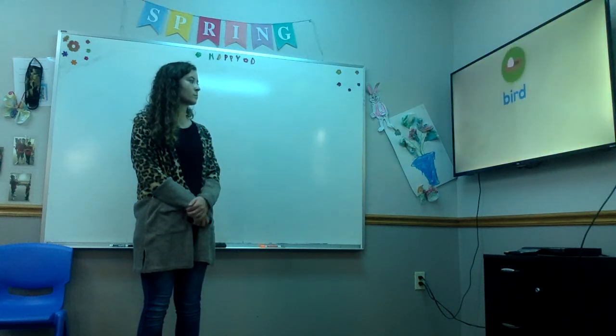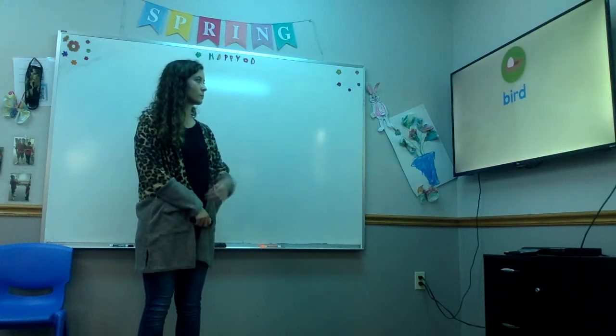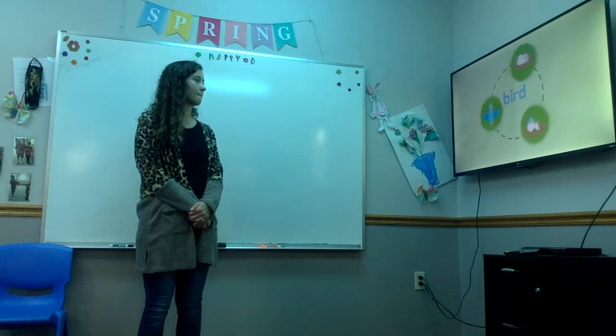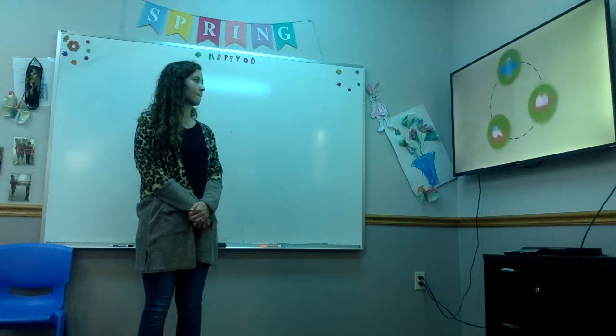A bird forms in an egg until it's ready to hatch. It will break out and be a baby bird in a nest. It grows bigger till it's ready to fly, and then it lays an egg and it starts all over again.